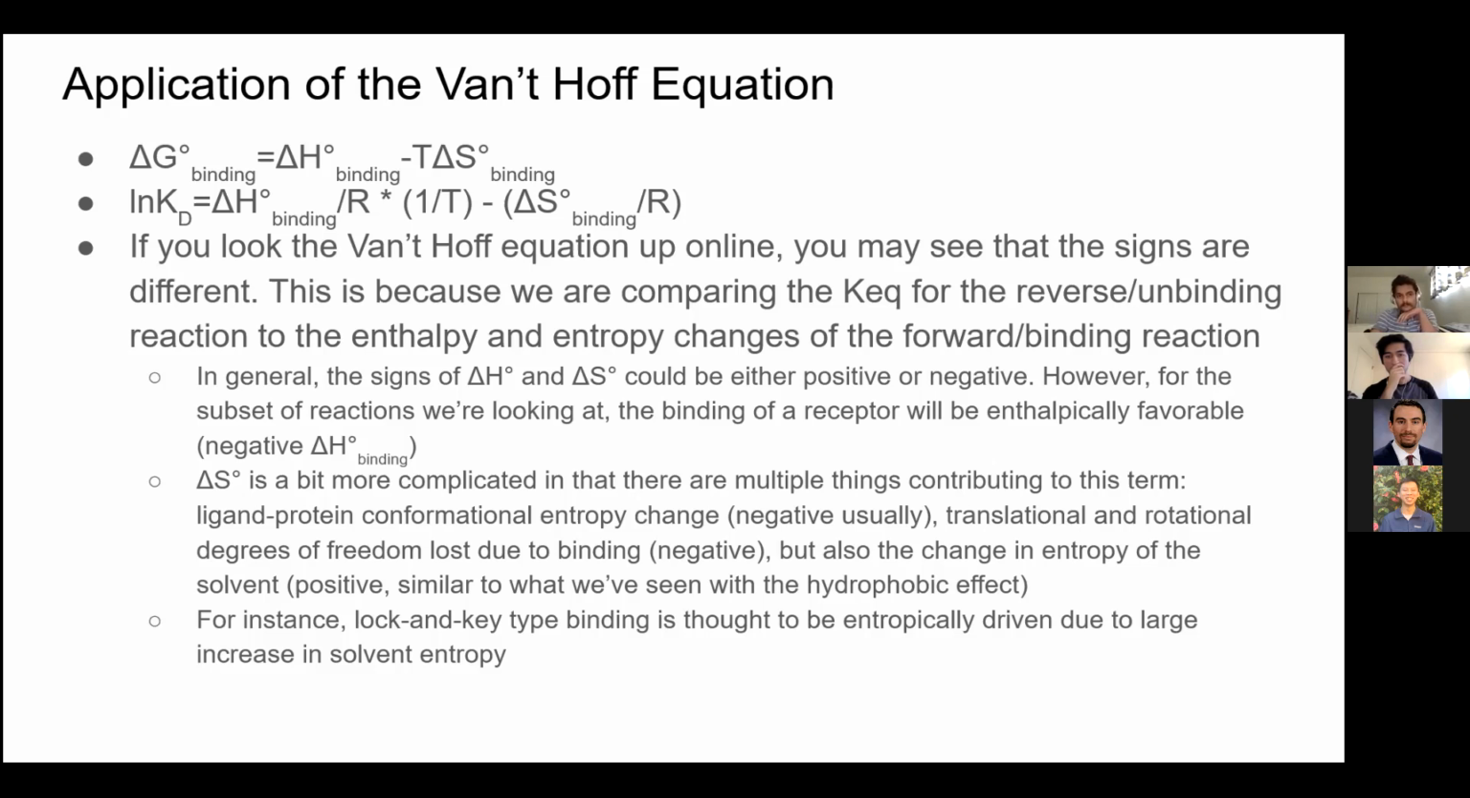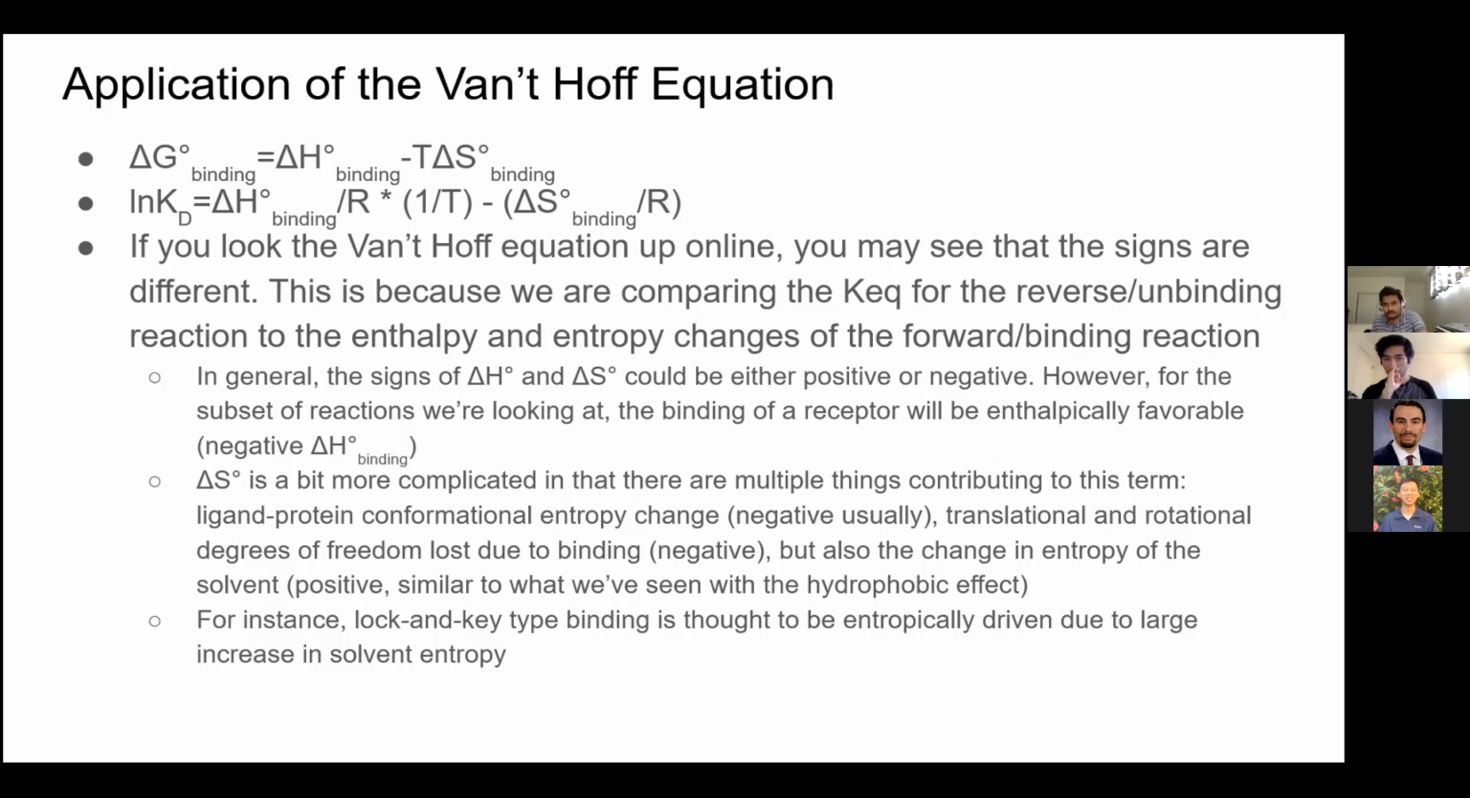So now for conceptually understanding the results. The van 't Hoff equation is very general for all of chemistry. It's not just this ligand binding. So your delta H naught and your delta S values in general in chemistry could be either positive or negative, but we're looking at a very specific subset of reactions. So those will tend to have certain characteristics. So binding of receptors tends to be enthalpically favorable, or negative delta H of binding.